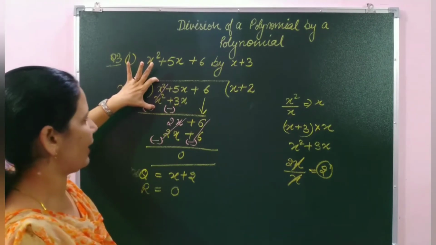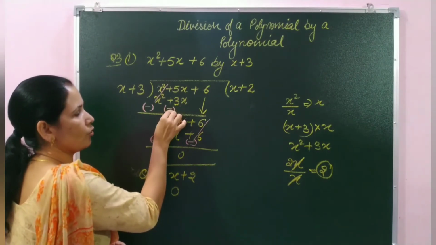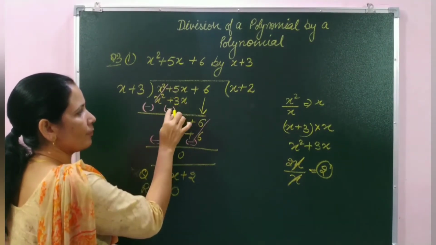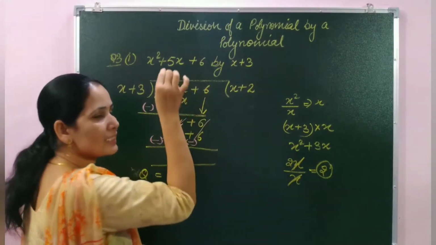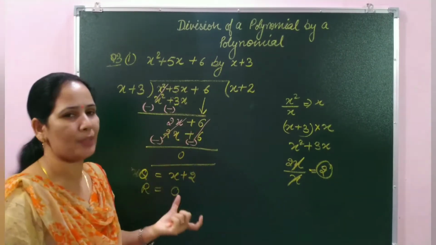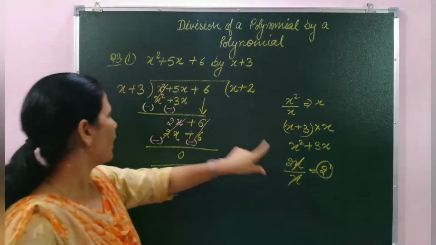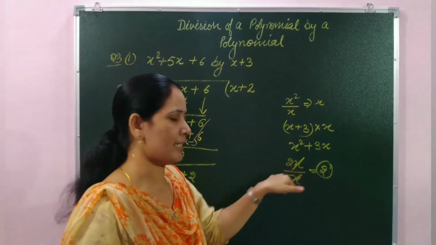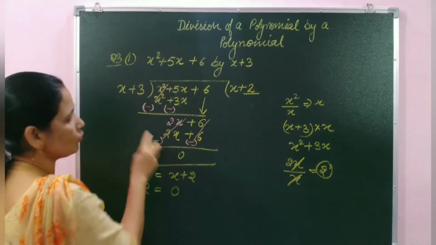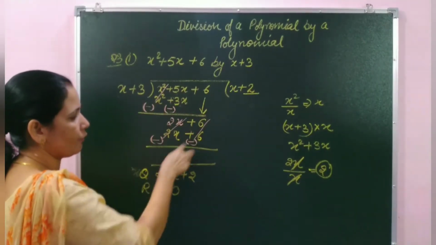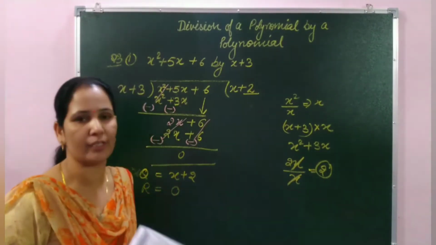So x square cancels x square, and 5x minus 3x. Students, after changing the sign, observe this sign only. Don't take this one. So 5 minus 3, the answer is 2x. And then we bring 6 down, and it becomes 2x plus 6. The first term of this dividend, 2x, we divide by x. x cancels x, and the answer is 2. Then we multiply by 2: 2 times x is 2x, and 2 times 3 is 6. If we cancel it out, we get the result 0. Now let's take one more example to make it clearer. Okay students?